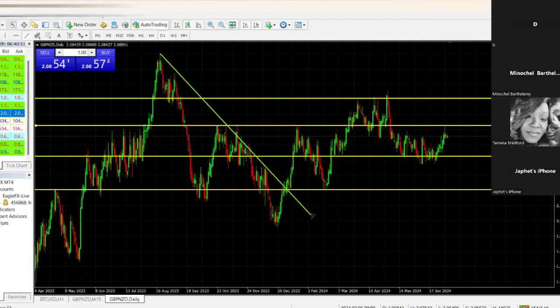As you can see, the market was trending down, giving you lower highs, lower lows, and so on. And then the market decided to break above the downtrend, came back to retest it. Since then, it has been going up. So you can use this as a first confluence to tell you that GBP NZD is currently trending up.